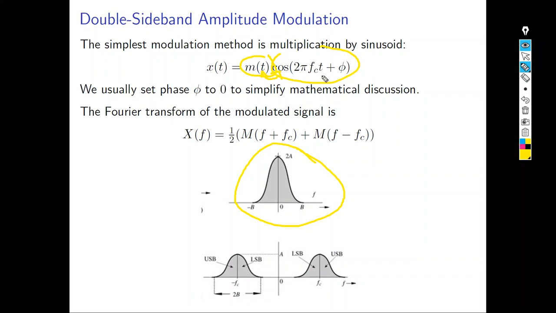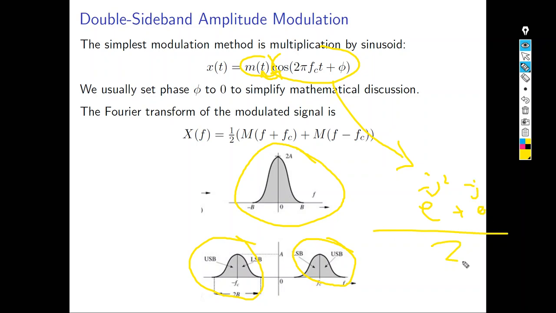After you multiply by the carrier, you will cause a shift to your original message signal. So basically, this baseband signal will be shifted to a higher frequency. One copy here, one copy here. Why? Because cosine is basically e to the minus j 2 pi something plus e to the j 2 pi something, over 2. One takes your signal here, and the other one takes your signal here. A copy of it. And since it's divided by 2, the amplitude here will be divided by 2. If this is 2a, here it will be a.